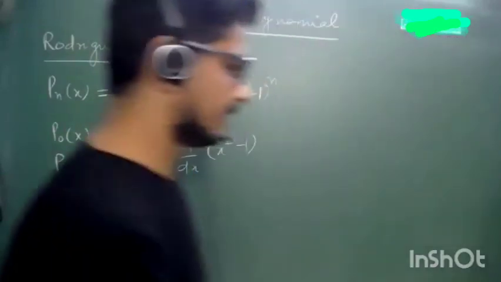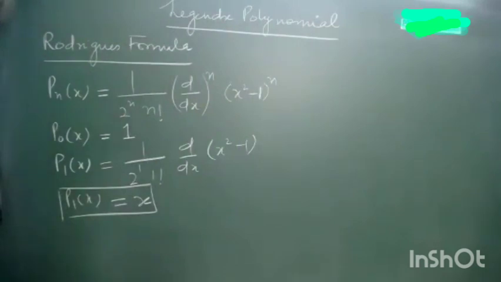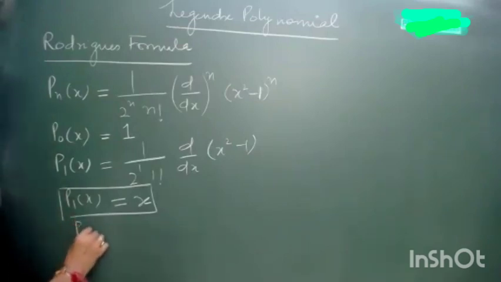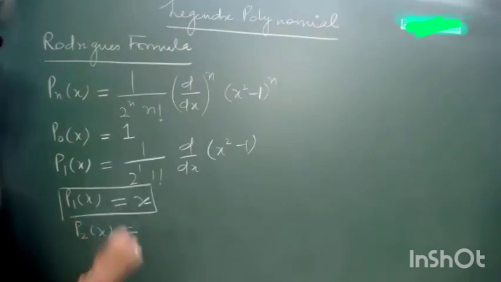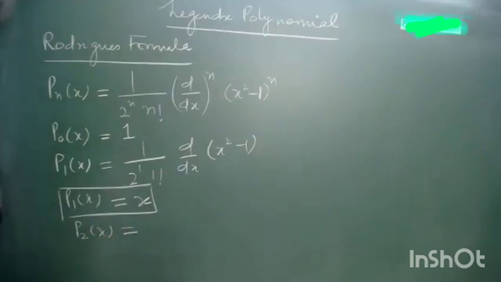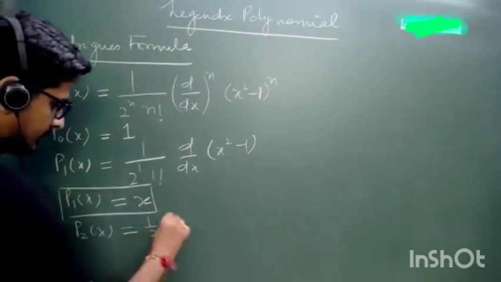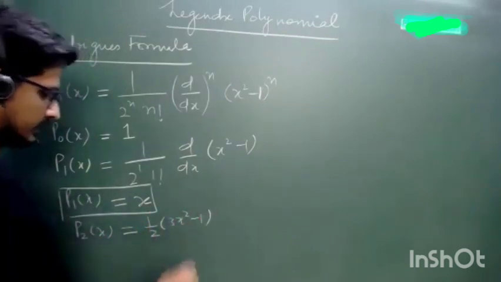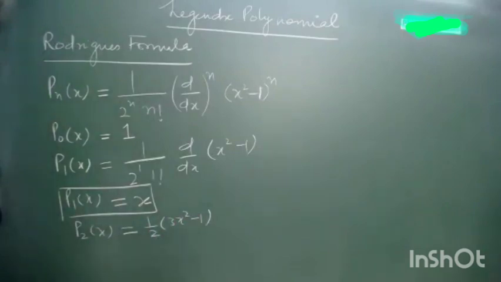Okay. And what about the P2(x)? Calculate the value of P2(x) by yourself. It will come out to be half of 3x square minus 1. See this? Yes. Okay. So in this way, this Rodrigues formula can give you any of the Legendre polynomials.